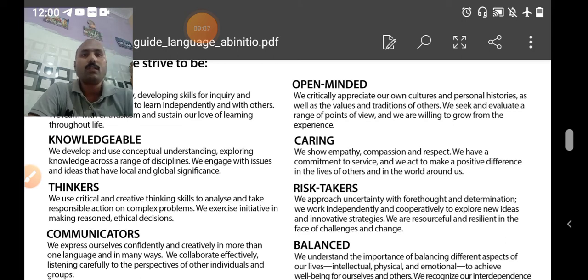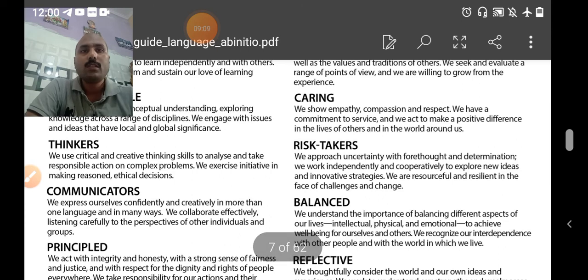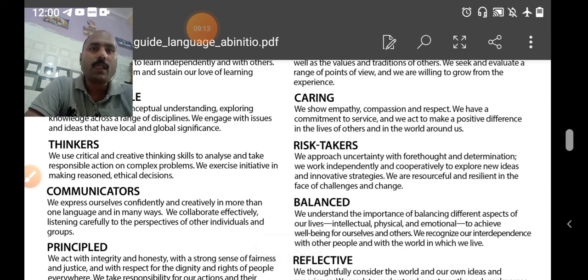Now the next is the communicators. It is the most important part of the learner profile. The youngsters or learners should be communicators. They should be able to communicate and collaborate with their ideas, and they can understand the perspective of others' ideas as well.